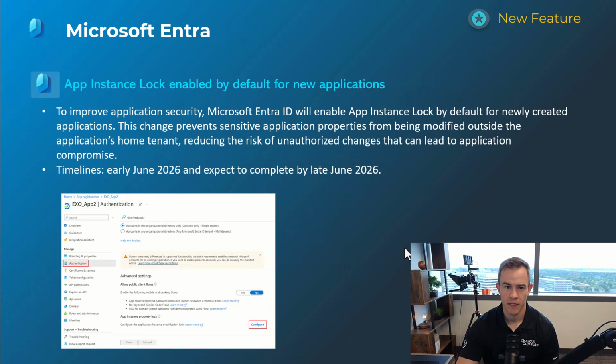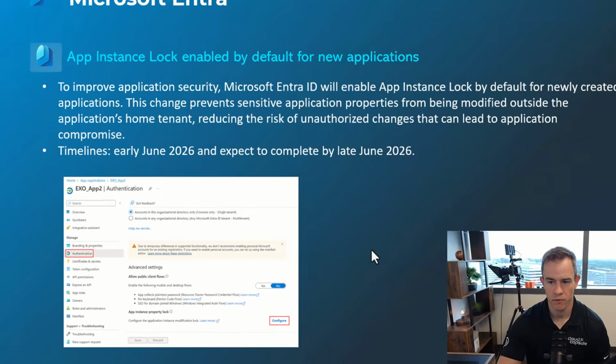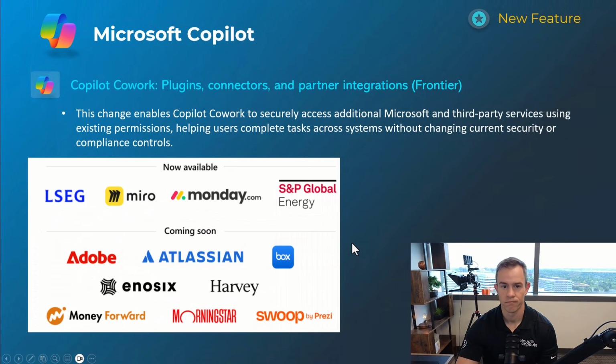Shifting into Microsoft Entra here, this is a security upgrade for your app registrations that you would have in Microsoft Entra. This is certain settings related to authentication and this app instance property lock. We'll go into full detail there. I'll have more information in my blog, but effectively it's a way for you to go ahead and lock default sensitive properties on the application so they can't be either maliciously or accidentally tampered with. Timelines on this one's early June and be complete late June.